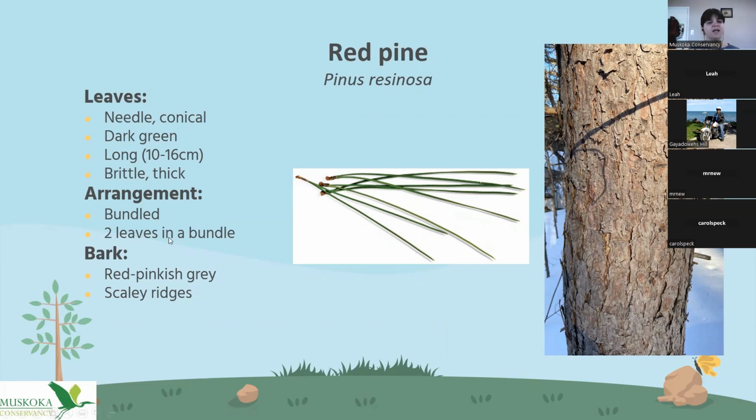They are bundled, of course, and they have 2 leaves to a bundle, sometimes 3, but usually 2. So the way you can tell the difference between white and red, if you get your hands on the needles, is that red is a shorter word, and it only has 2 or 3 needles in it, corresponding to how many letters are in the word red. And for white, we've got 5 letters in white and 5 in the bundle. For the bark, it is more of a scaly barked species, as you can see, and it's gray with a slight reddish pink hue to it. So that is our red pine.